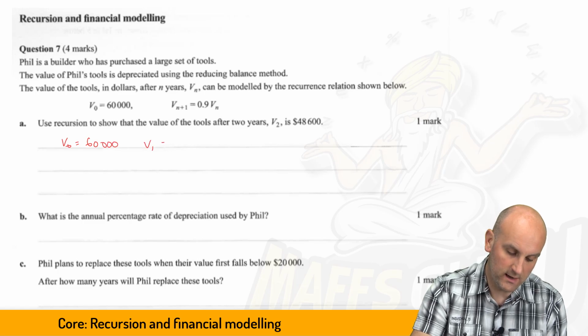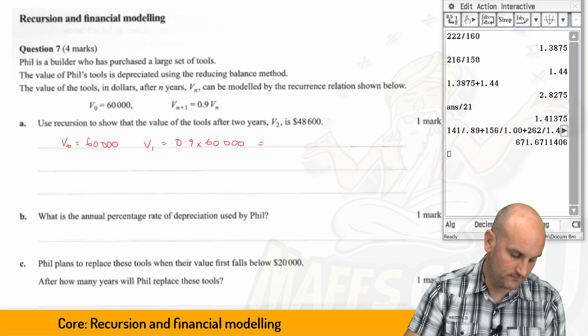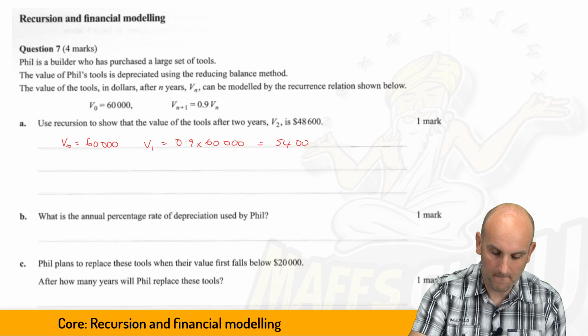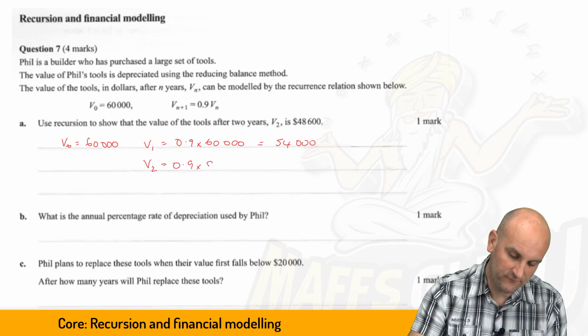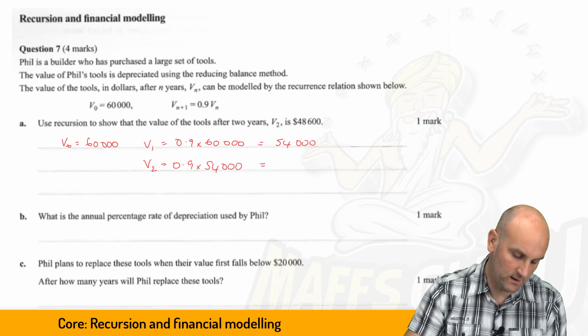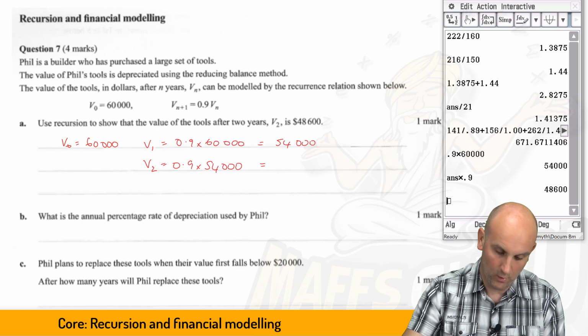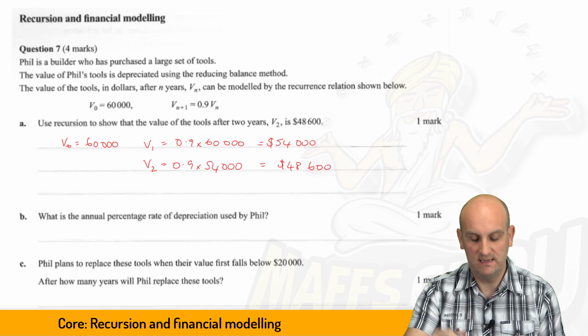So we know that V1 is going to be 0.9 times 60,000, which I can bring up on my calculator. So 0.9 times 60,000 gives me 54,000. And V2 then would be 0.9 multiplied by 54,000, which when I type that into my calculator, times 0.9 because we've got a previous answer there, was in fact $48,600. There we go. Because it said to show your working.